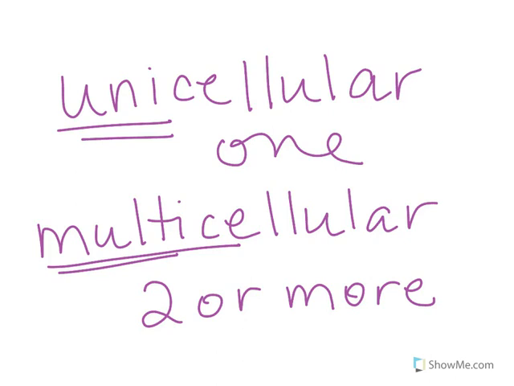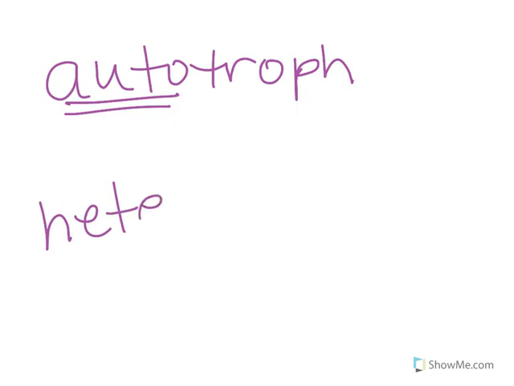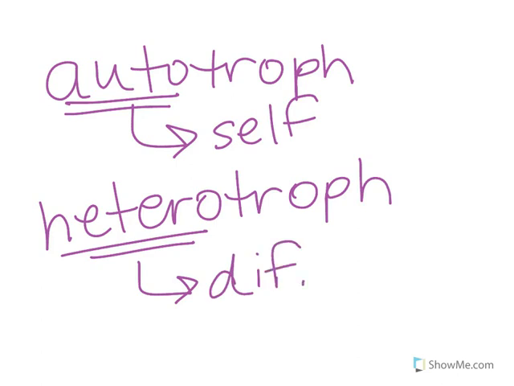So you can have a prokaryote or a eukaryote. They could be unicellular or multicellular. And then the third way of classifying cells is how they feed themselves. If they're an autotroph, they're a producer and they can make their own food. Auto means self. If they're a heterotroph, they have to get their food from a different source. Hetero means different. So auto means self, and hetero means different.